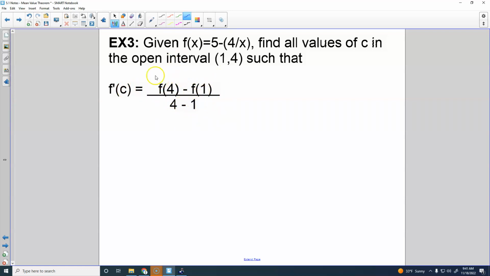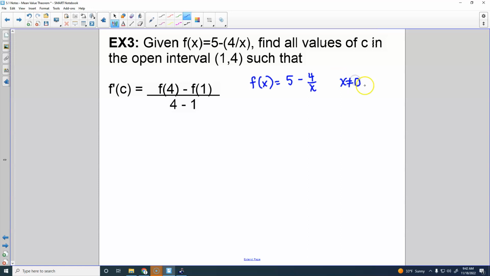Right? This is the slope between the endpoints here. Now, this particular problem does not ask you to prove anything, but you do want to think about whether or not the mean value theorem applies. So my function is f of x equals 5 minus 4 over x. Do I have any discontinuities in that graph? I've got one. X cannot equal 0 because a denominator of a fraction cannot equal 0. So I know x cannot equal 0.